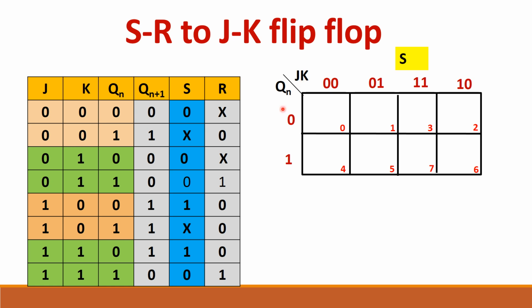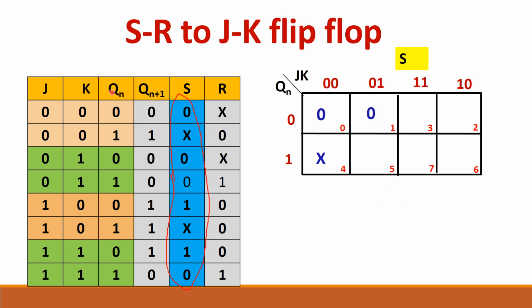So first you take the first 3 rows. Here J, K both are 0. If Qn is 0, what will be the S value? It is 0. So this S value is 0. Then if J and K both are 0 and Qn is 1, that is this 4th position, what is the S value? It is X. Like that you have to fill up the table.